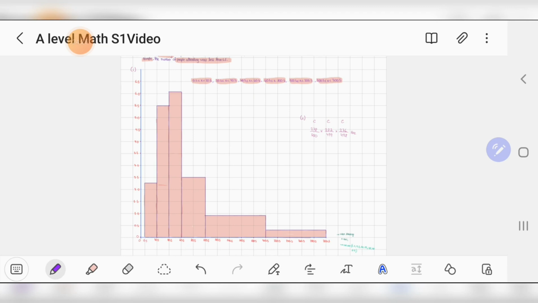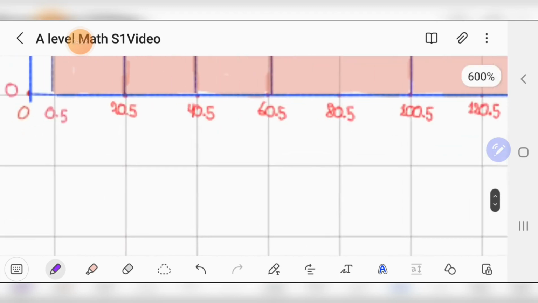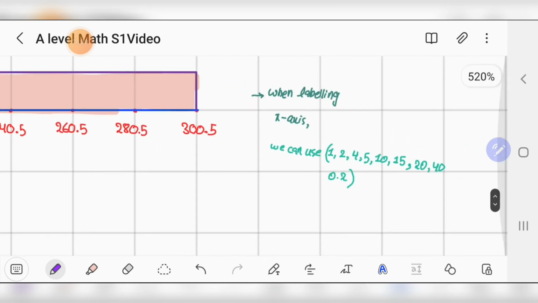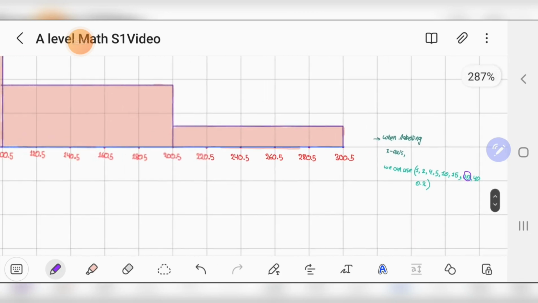And here's another most important thing: whenever we label the x-axis, we can do it in one form, 1, 2, 3, or in twos, 2, 4, 6, or fours, 4, 8, 12, or fives, 5, 10, 15, 20. Right now I have used 20. There's a difference of 20: 260, 280, 300. So you can use any one of these numbers, but you cannot use 3, and you cannot use 9. These are the numbers that you can use when labeling the x-axis.